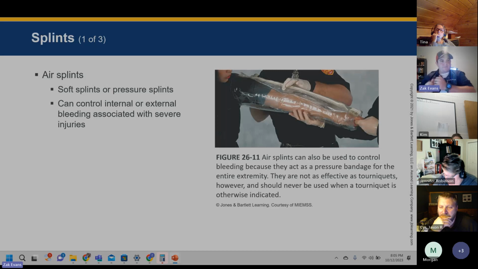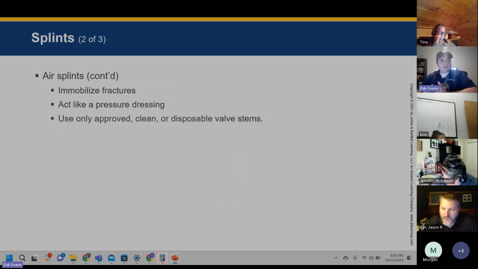Splints, air splints, soft splints or pressure splints can control internal or external bleeding associated with severe injuries. Immobilize fractures, act like pressure dressings.